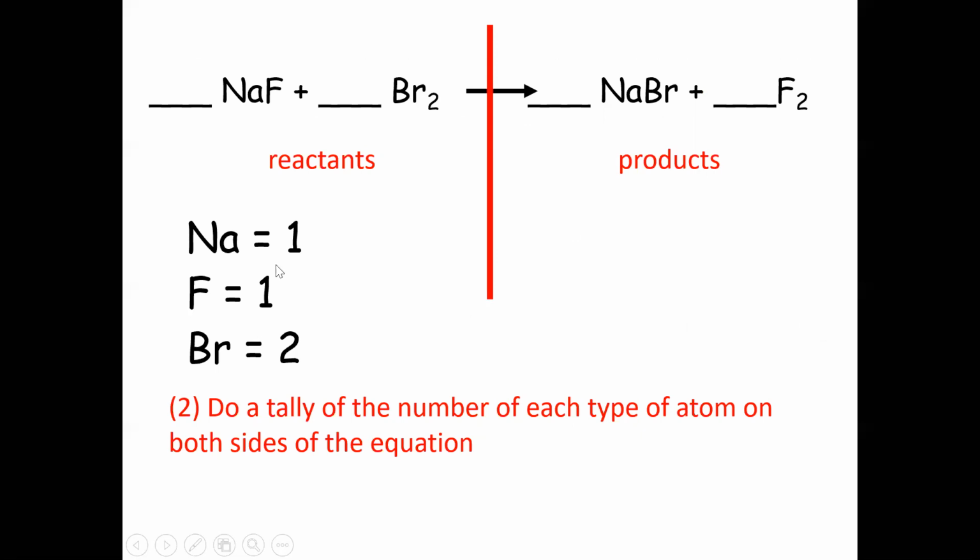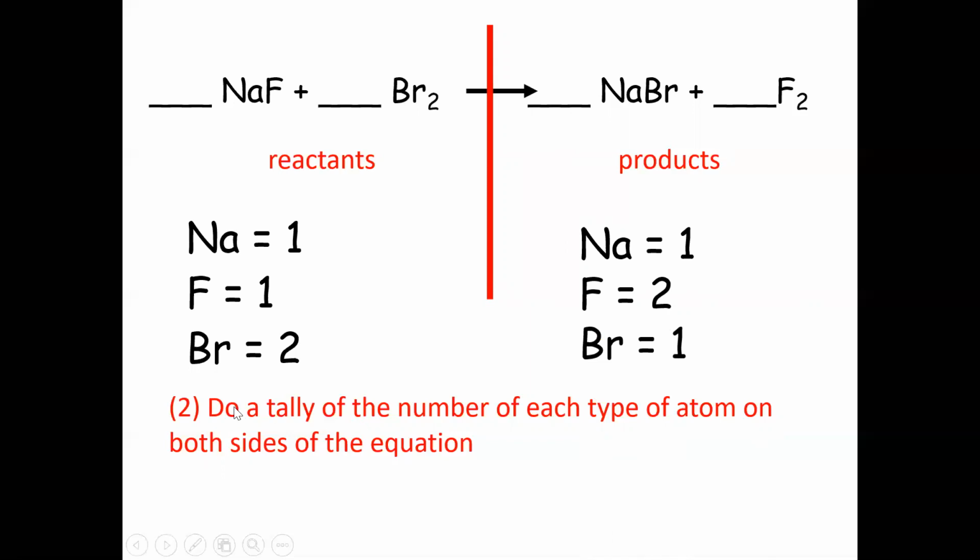Do the same for the other side, but remember to do it in the same order: sodium, fluorine, bromine, okay? So sodium, you have 1. Bromine and fluorine are still to go, but remember to write fluorine next so they match up on the same line. Fluorine, you've got 2, and bromine, you've got 1.